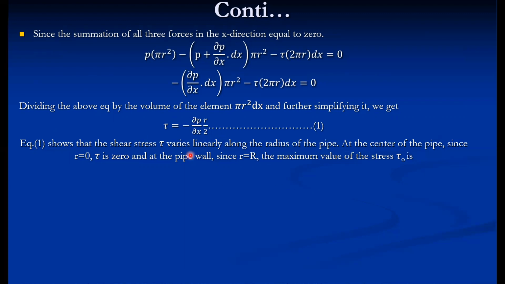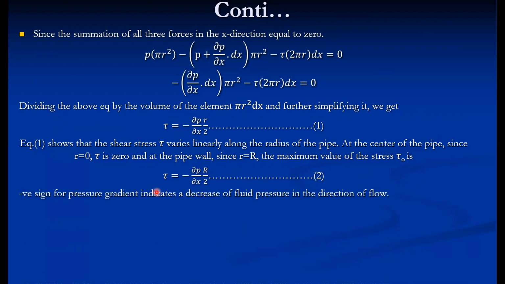At the center of the pipe, if we put r equal to 0, the shear stress is 0. r equal to 0 is generally the center of the pipe, so at the center of the pipe, shear stress is 0. At the pipe wall, that is when small r is equal to capital R, the maximum value of shear stress tau is equal to minus ∂p by ∂x into capital R by 2.